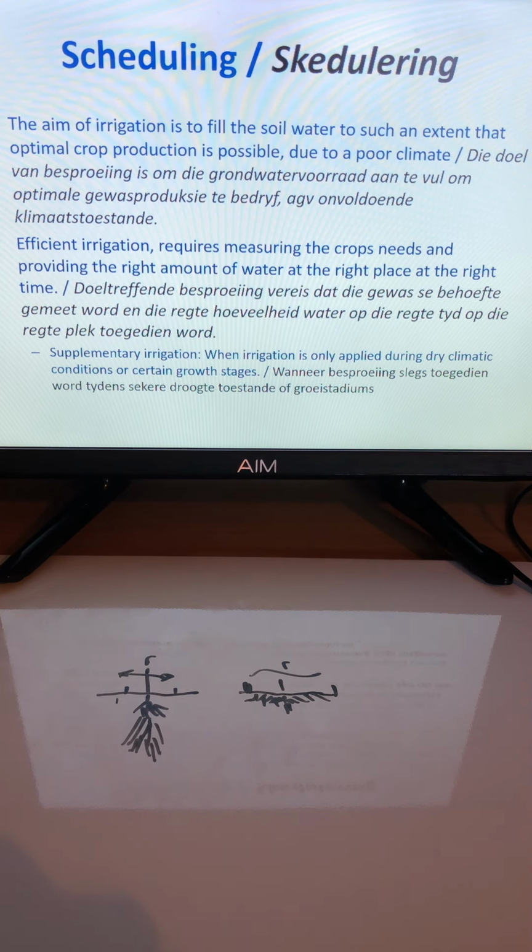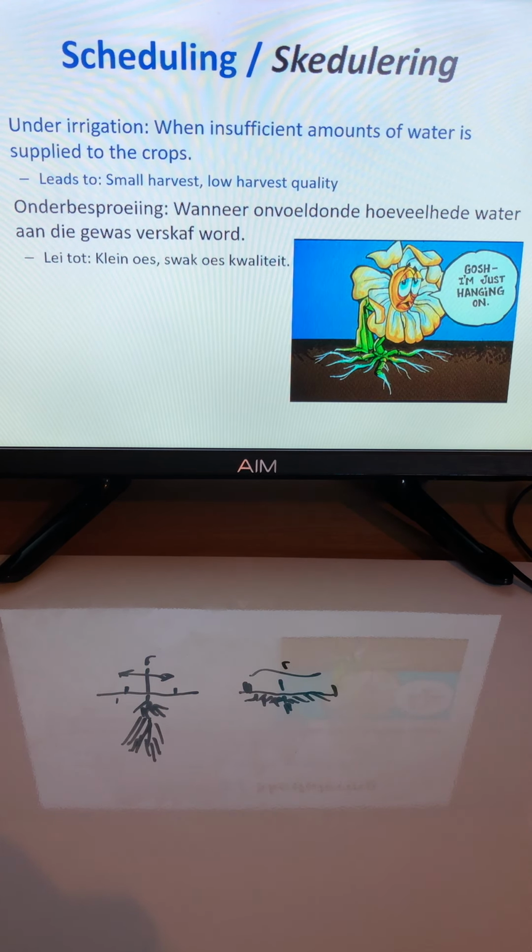And then supplementary irrigation, just to make a distinction, is when you only irrigate during dry climatic conditions or certain growth stages. So if you are situated in a climate, maybe like the Western Cape, where you don't get a lot of rain during summer, if you only irrigate during the summer or only during a specific growth phase, then that is seen as supplementary irrigation.